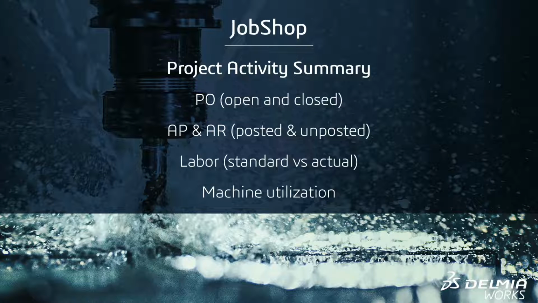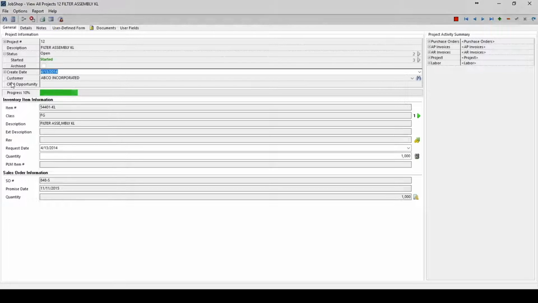We'll also see how users can build out the standard rate or standard cost for labor and machine time by building out the routing steps. As these projects progress, we'll see how users can track the actual costs against the estimated costs. Let's dive into the JobShop module.